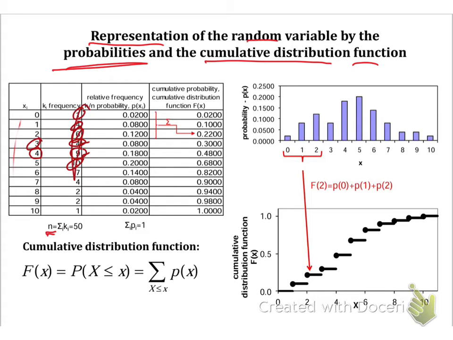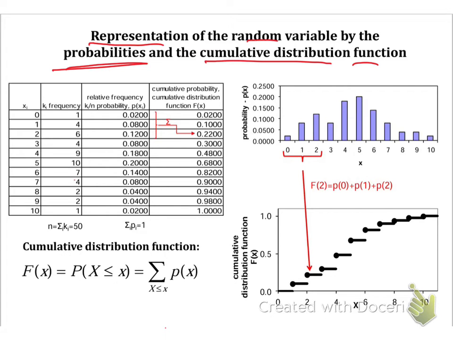In this example, the frequency is called f or k. Here I assumed it's k. So if I sum up k, I get 50. So n equals the sum of k, which equals 50. So n equals 50 in this example.